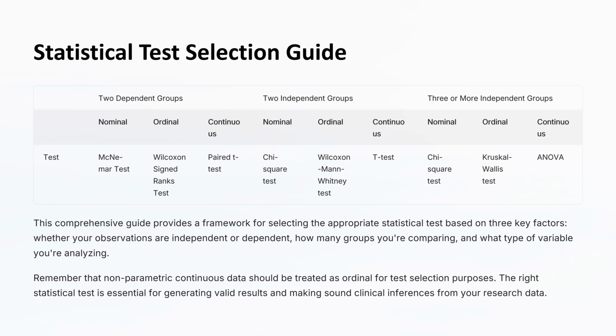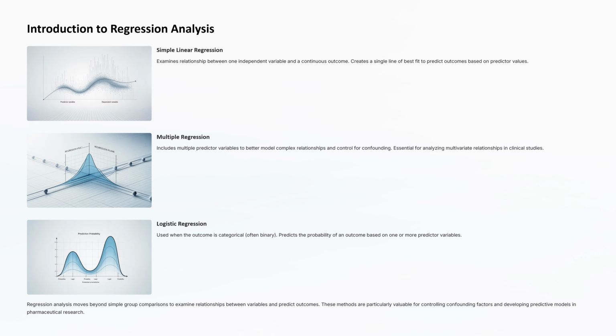If they're 2 independent groups, so they're values from different people: nominal is chi-square, ordinal is Wilcoxon Mann-Whitney U-test, and continuous is the traditional t-test. And finally, if you have 3 or more independent groups, the nominal will be a chi-square, ordinal is Kruskal-Wallis, and continuous is ANOVA.